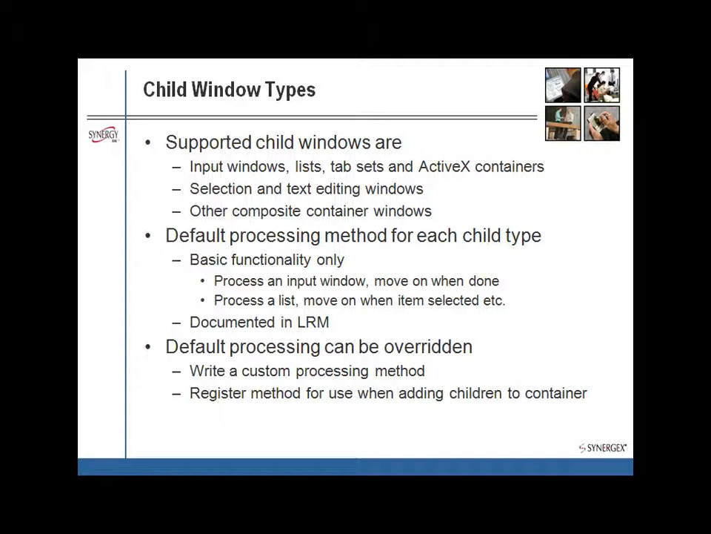UI Toolkit provides a default processing method for each supported child window type. These default methods provide basic functionality. For example, the default method for an input window processes the fields on the window and then moves focus to the next composite window child when the input window completes. The default method for a list window processes the list in selection mode and shifts focus to the next child when an item is selected. These default processing methods can, of course, be overridden in your code by naming your own custom processing method when adding a child to the composite window.